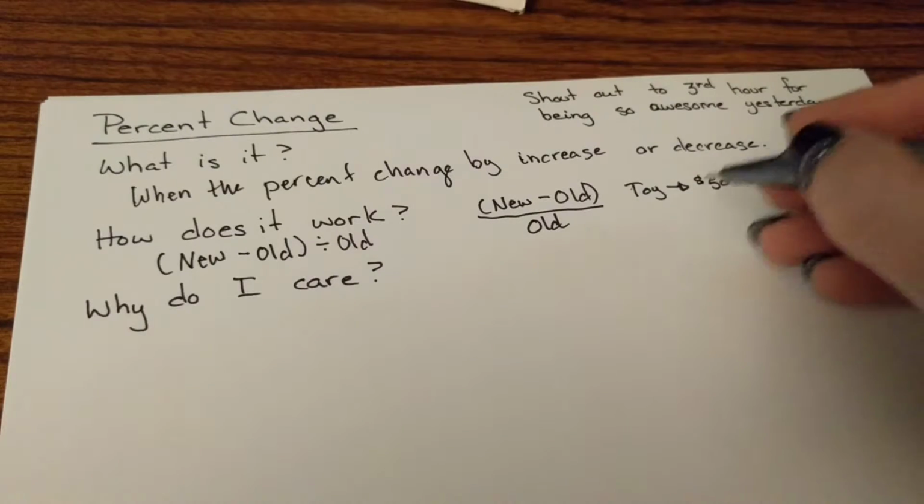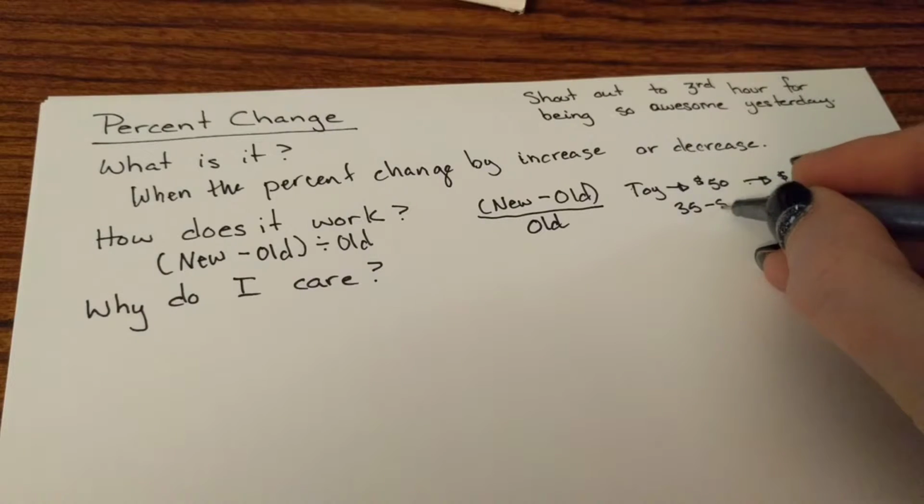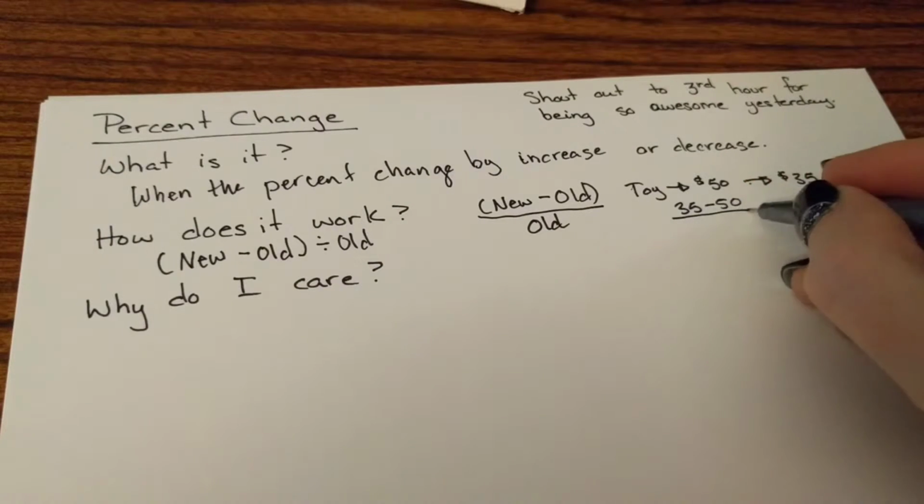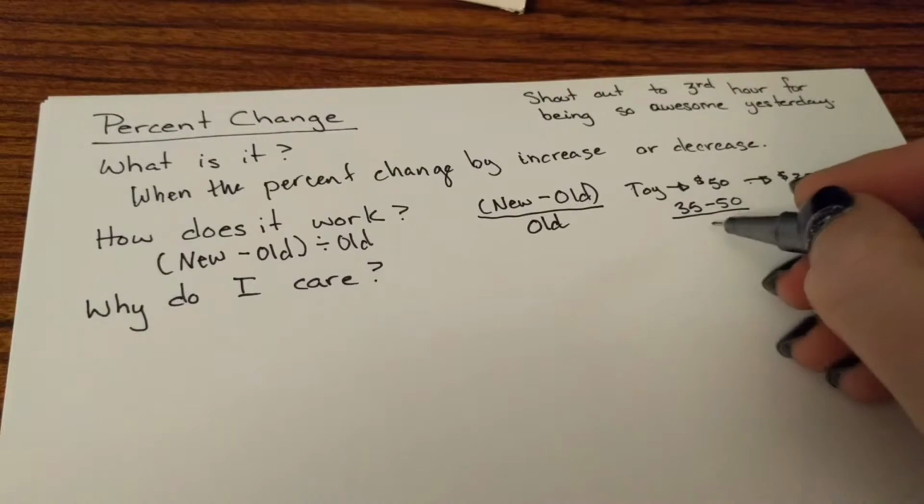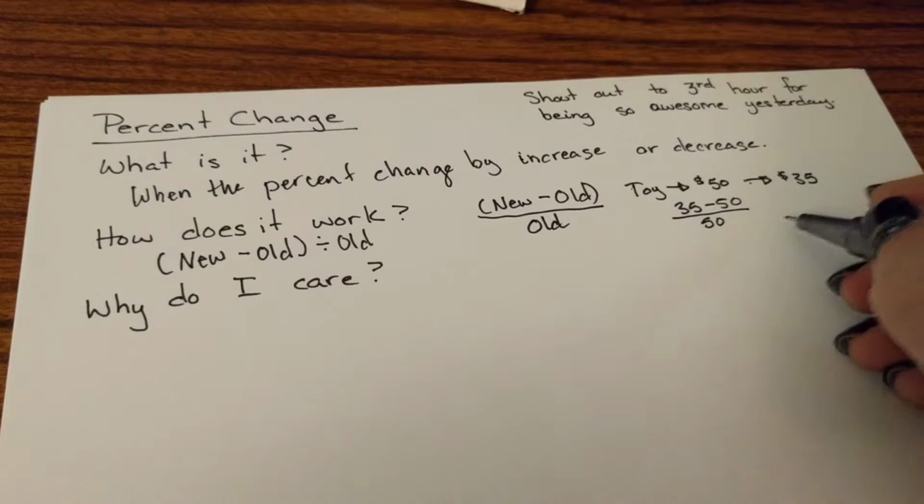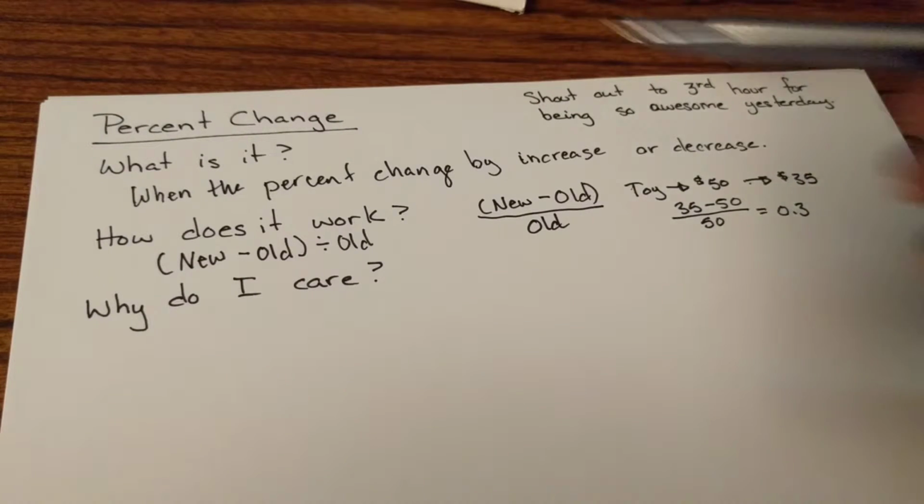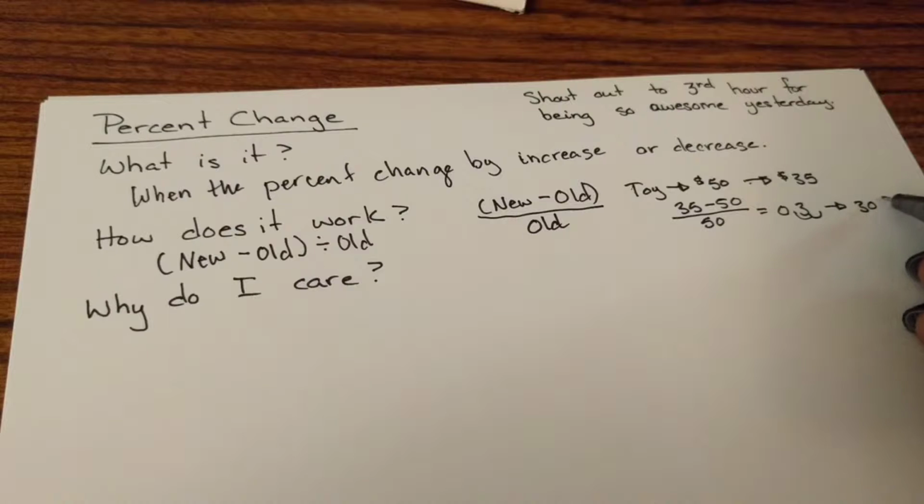So, if I had to turn this into that, it would be 35 minus 50 divided by 50, because that was the original price. This is the first one, so divided by 50. Go ahead and do all that math, and that's going to turn into 0.3. But remember, I'm looking at percent changes, so this turns into 30%. So this was a 30% decrease in the price of the toy.